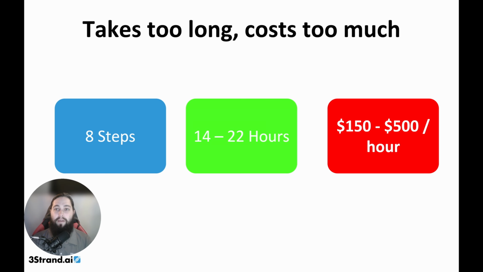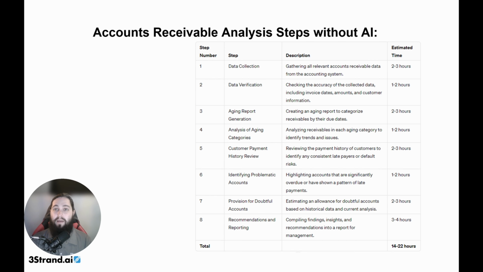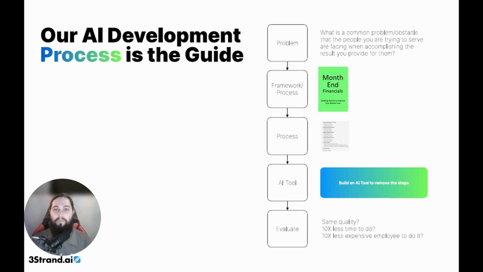Ultimately, that means either somebody like a CFO or external accounting firm is going to be doing this work at somewhere between $150 to $500 an hour, depending on the experience level. And for this reason, these kinds of things often either get done very poorly or they don't get done at all. These are the 8 steps that it takes to analyze an accounts receivable report. As you can see, this would require a significant investment of your time.